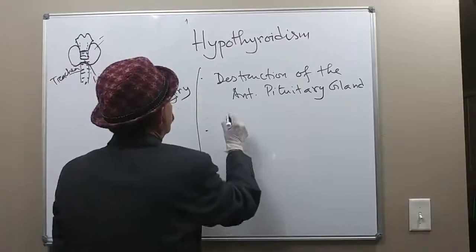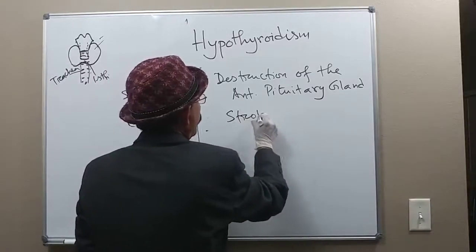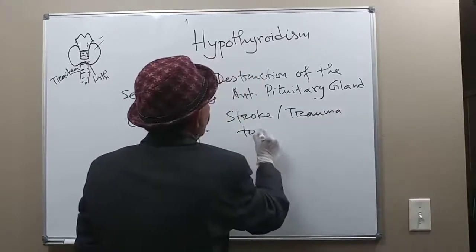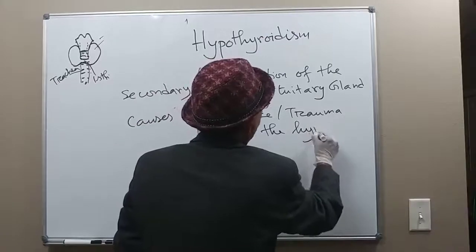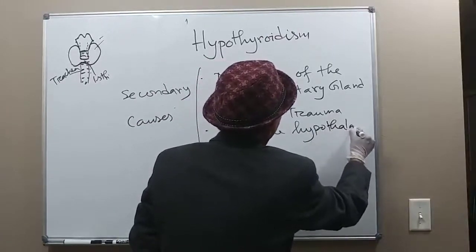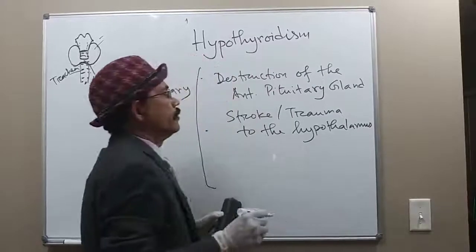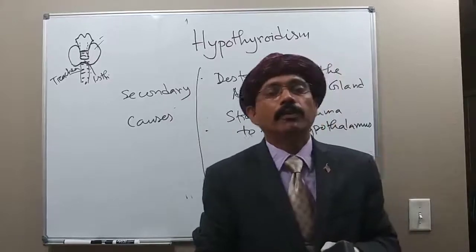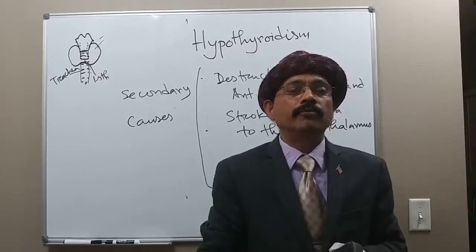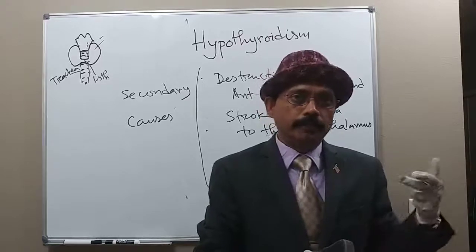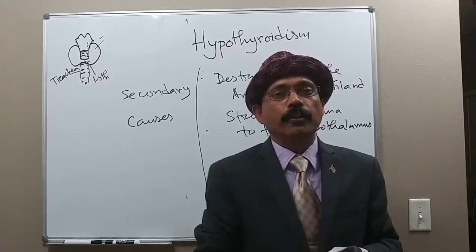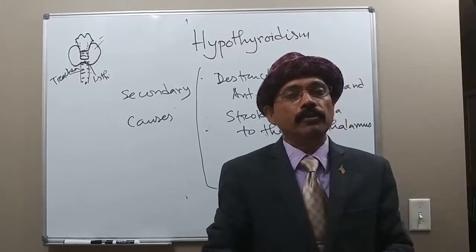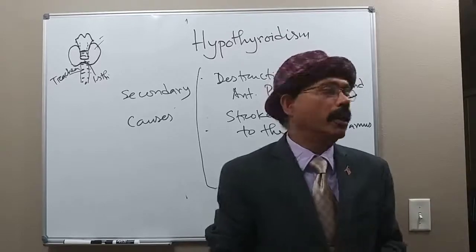It may be due to stroke, or trauma, any type of trauma, to the hypothalamus. That may cause a decrease in the thyrotropin releasing factor from the hypothalamus. That is very essential to stimulate the anterior pituitary to produce thyroid stimulating hormone that will help in the secretion of T3, T4 from the thyroid gland.